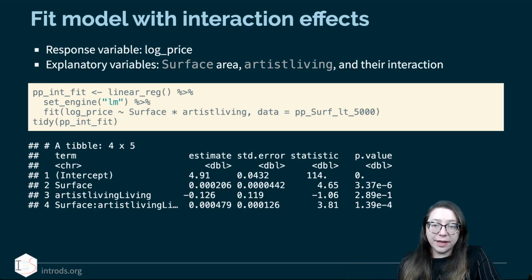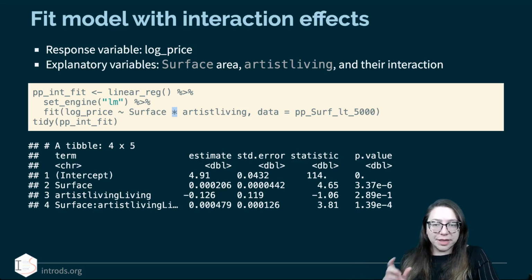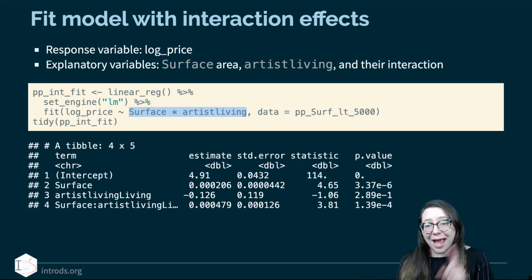In this case, our response variable again is log price, and our explanatory variables are surface area and artist living. One difference that we have in our model fit formula here is that we're using a multiplication sign as opposed to addition. When we do this multiplication sign, basically what R does is it also looks at the interaction between the two variables, and implicitly adds the main effects to the model as well.